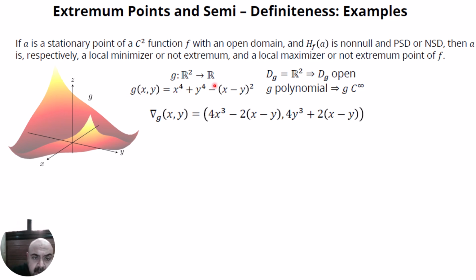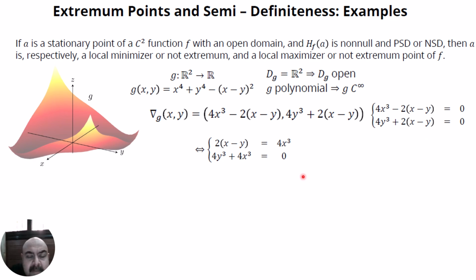So differentiating with respect to x is going to give 4x cubed. Then I will differentiate this term, which is going to be minus 2 times (x minus y). Then the partial derivative with respect to y is going to come up to 4y cubed, and in the same way, plus 2 times (x minus y). These are the equations once you put them equal to 0. So it's going to come up to 4x cubed minus 2 times (x minus y), and for the second equation, it's going to be as you can see.